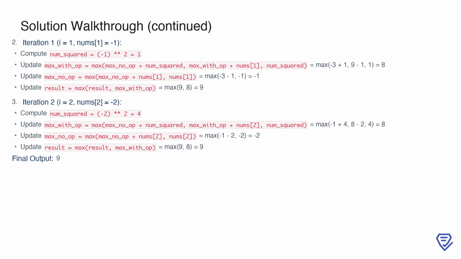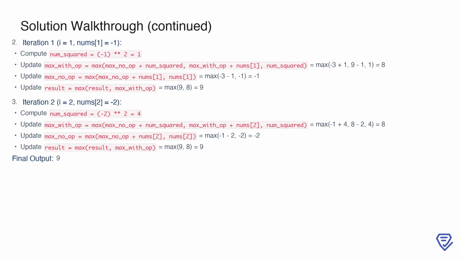We update max_with_op to the maximum of adding number_squared, 1, to max_no_op, -3, adding nums[1], -1, to the previous max_with_op, 9, or just number_squared, 1. This gives a max_with_op of 8. The max_no_op is updated to the maximum of adding nums[1] to the previous max_no_op, or just nums[1], which becomes -1. The result remains 9, as it is already the maximum value.